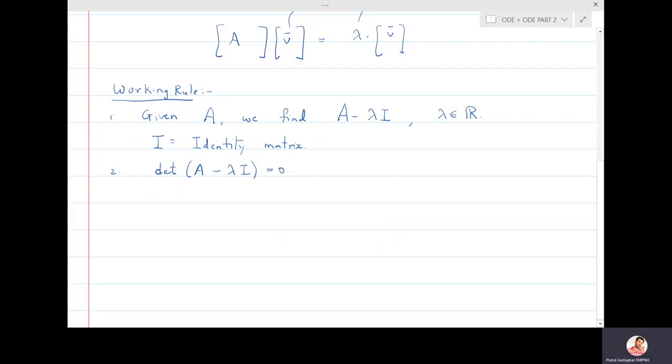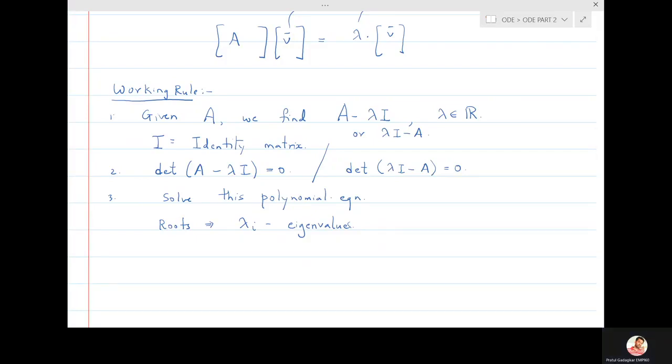Now it is also optional that instead of finding A minus lambda I, we can also find lambda I minus A. So I will write here A minus lambda I or lambda I minus A, and in that case I will find the determinant of lambda I minus A, and again equate it to zero. Then I will solve this polynomial, and the roots of this polynomial equation will be called your eigenvalues. So this is the way the working rule goes. Let us take some problems so that the entire idea will be clear. In this lecture we are going to stick only to 2x2 matrices.